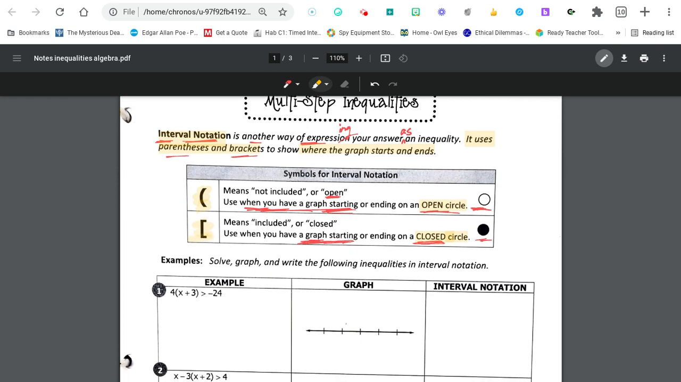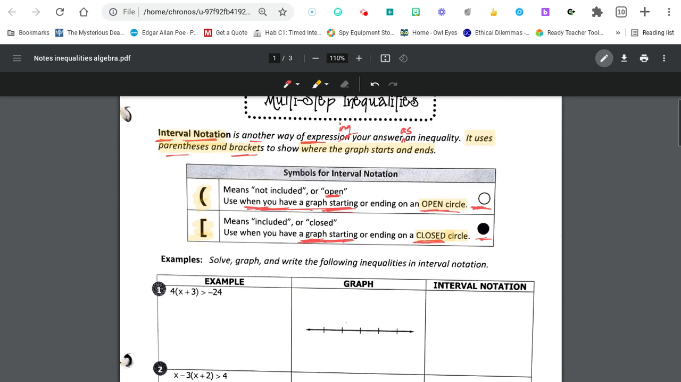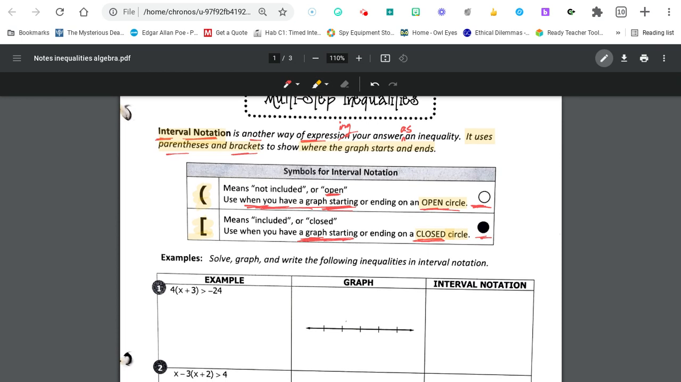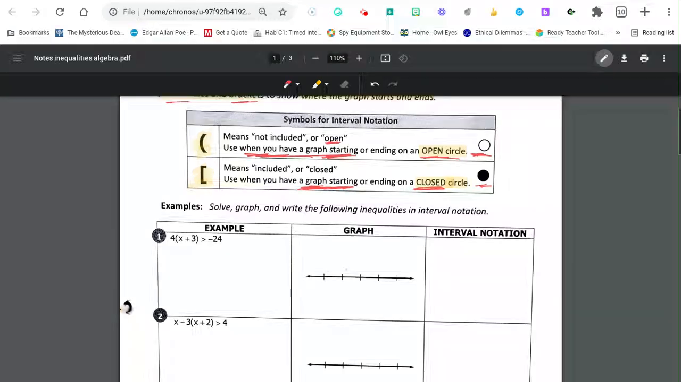And some people get confused about which way the bracket opens or which way it's turned, or which way the parentheses is turned, left or right. But we'll talk about that too once we solve. It'll make sense if you draw the graph. You just match the direction of the graph to the way the bracket or the parentheses is turned. But let's get into some examples, guys.